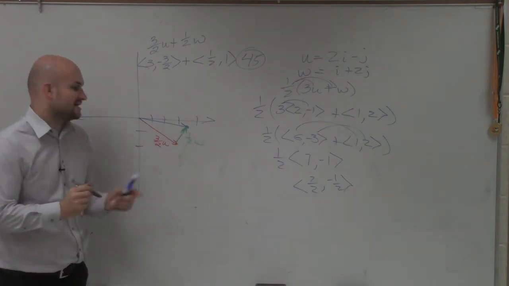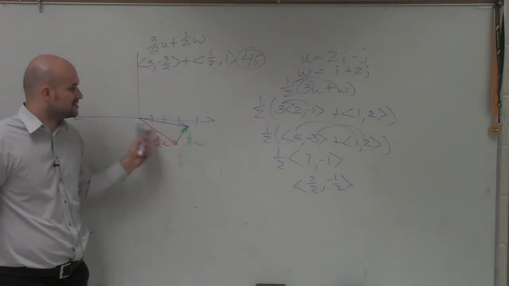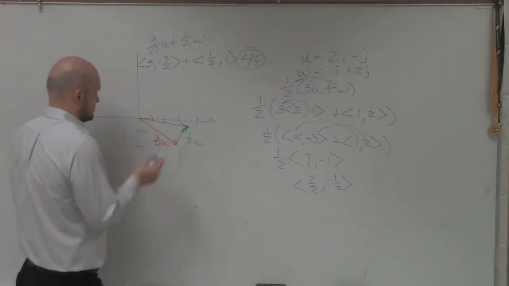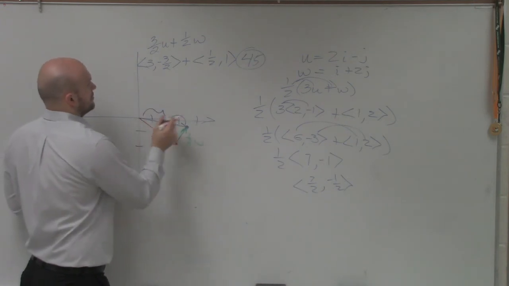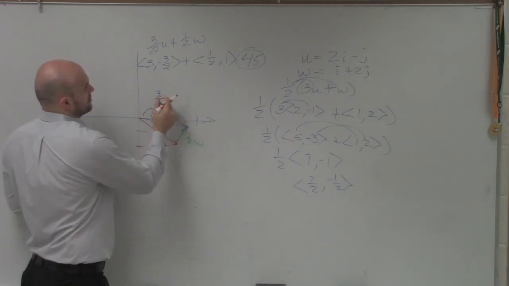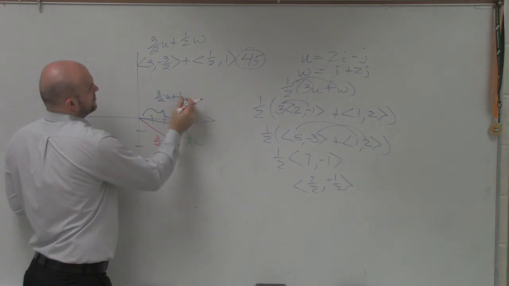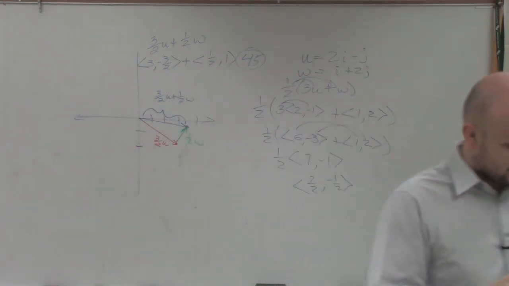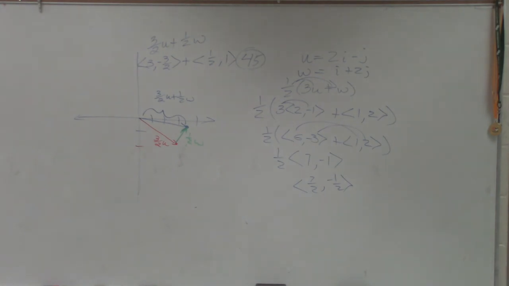Okay? So now you can see how the addition of these two vectors gives you our resultant vector, which is 3/2 u plus 1/2 w. Okay? And there you go. Isn't that amazing?